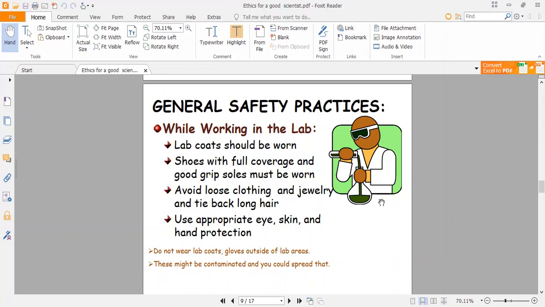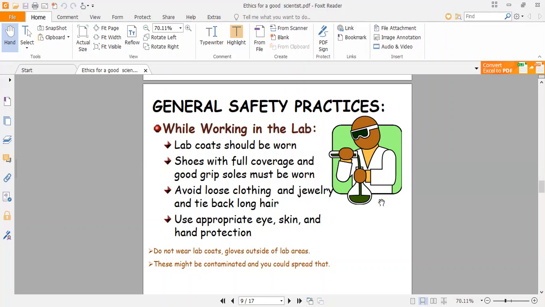There are some general safety practices when you are working in the lab, like wearing lab coats. That is very necessary in order to be safe from different chemical exposures. And your shoes should be fully covering your feet, and also you should avoid loose clothing, jewelry, and if you have long hair, you must tie it back.